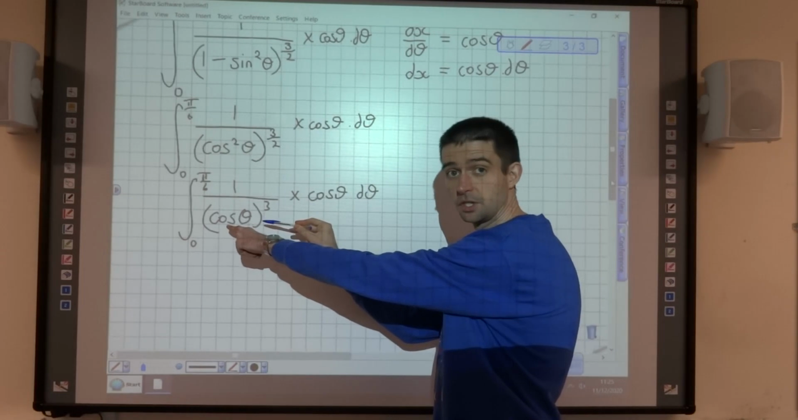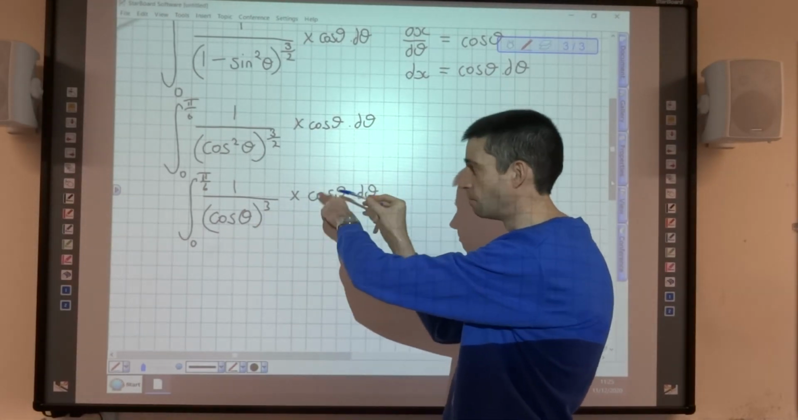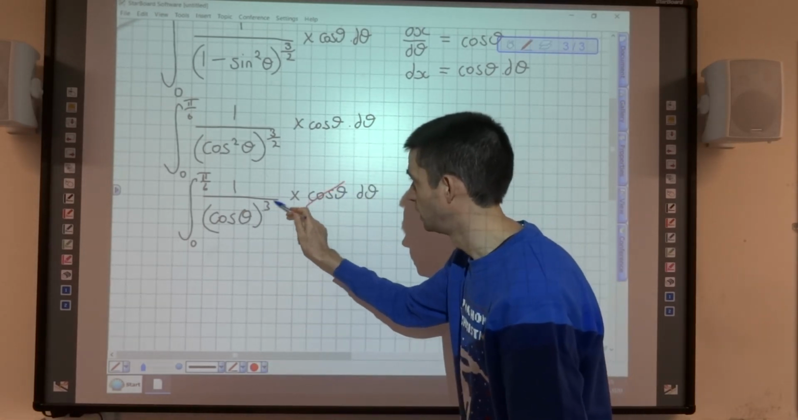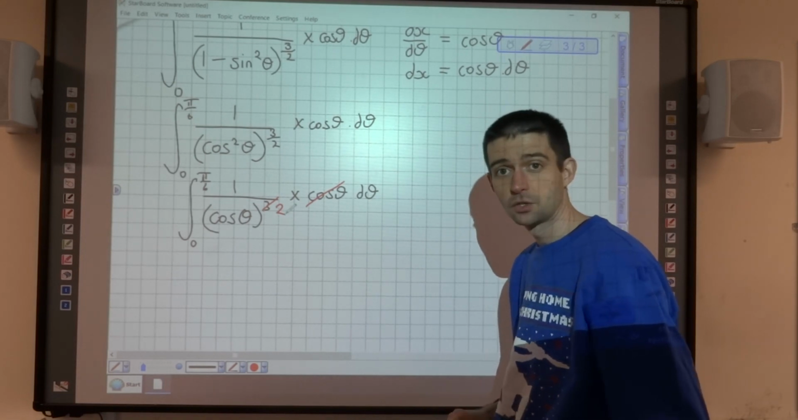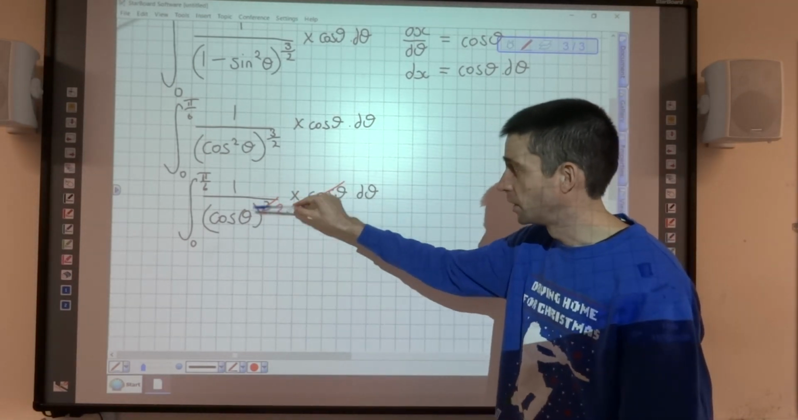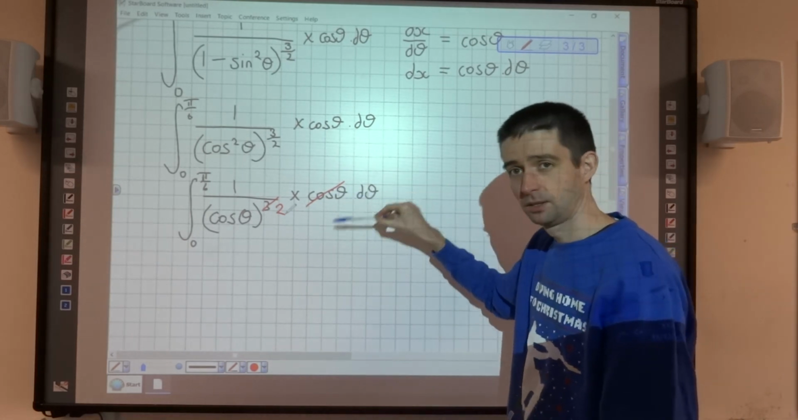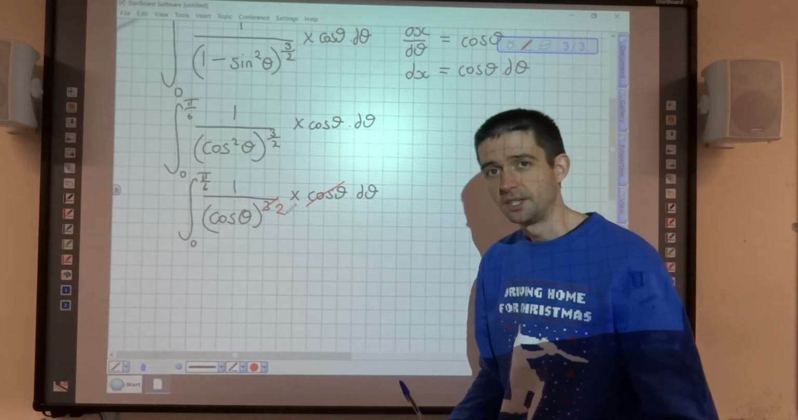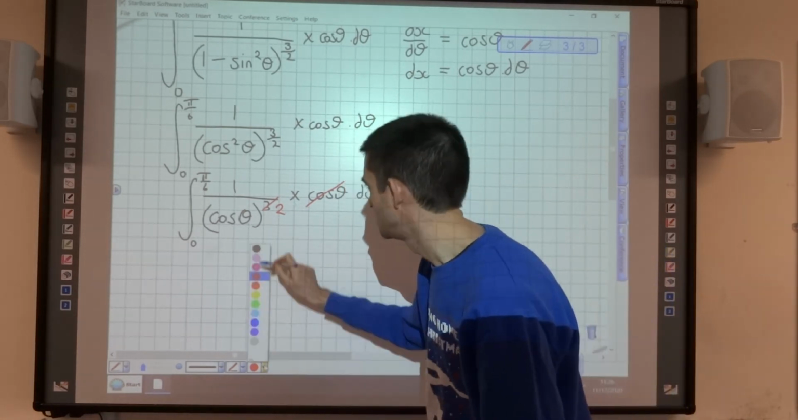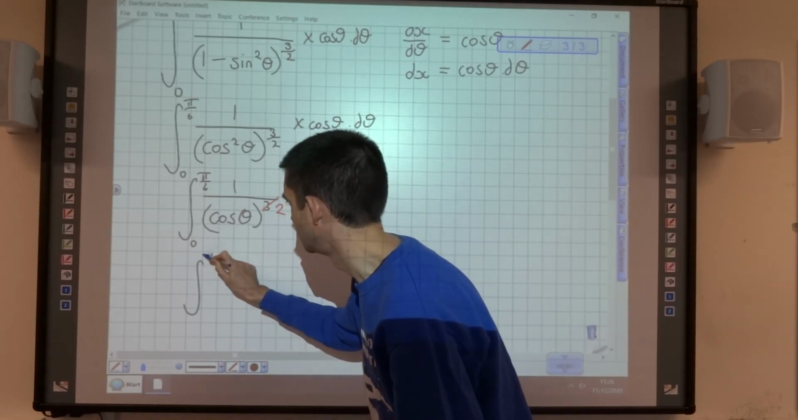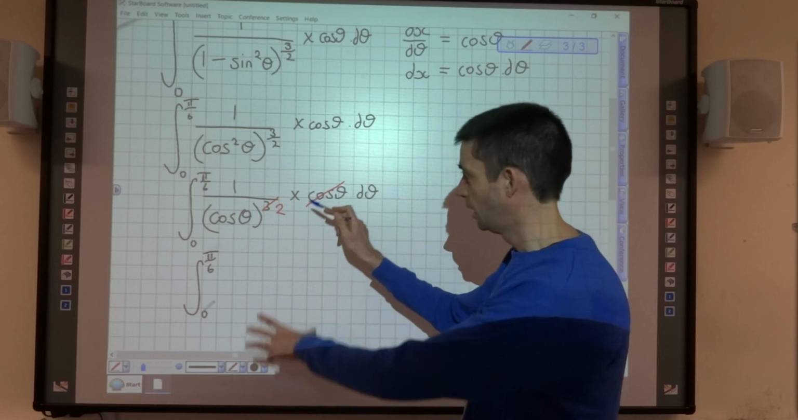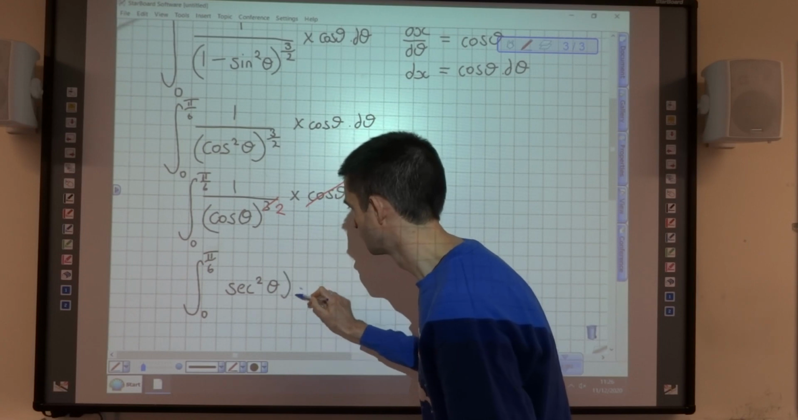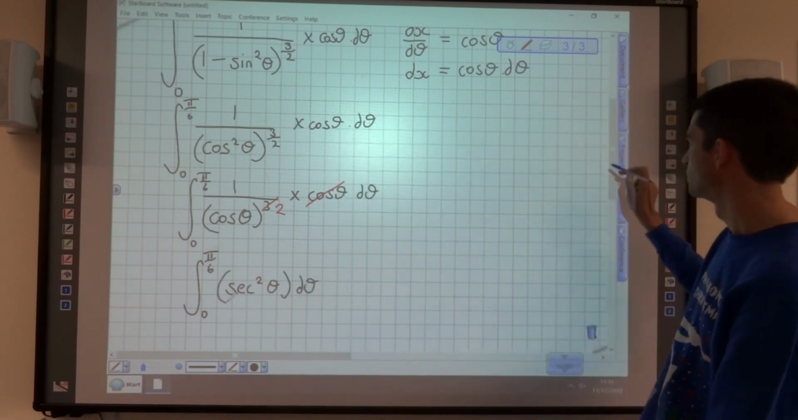Now, I've got cos cubed theta on the denominator. I'm multiplying that by cos theta, so it's possible to cancel that cos theta with one of those and cancel it down to cos squared. So now I've got 1 over cos squared theta with respect to theta. What's 1 over cos squared theta the same as? Think about your reciprocal trig identities. Sec squared theta. Right, so integrating between 0 and pi over 6, 1 over cos squared, which is now sec squared theta, and we're doing that with respect to theta.